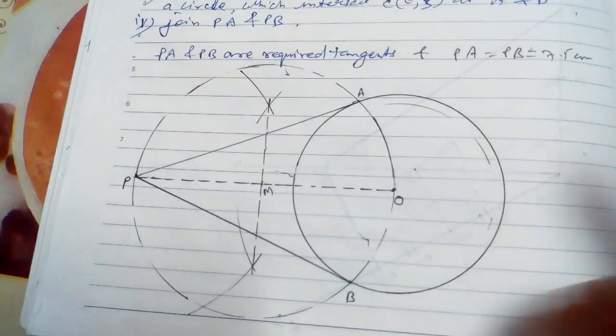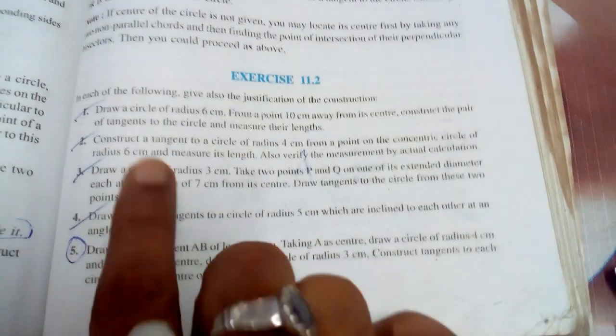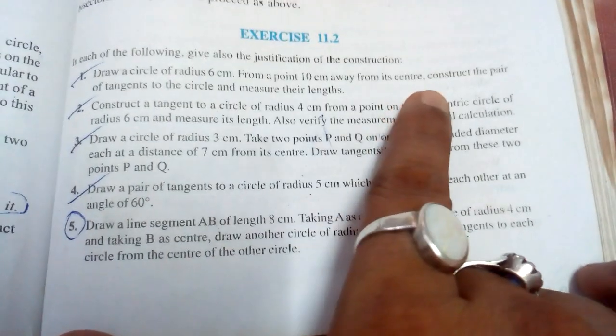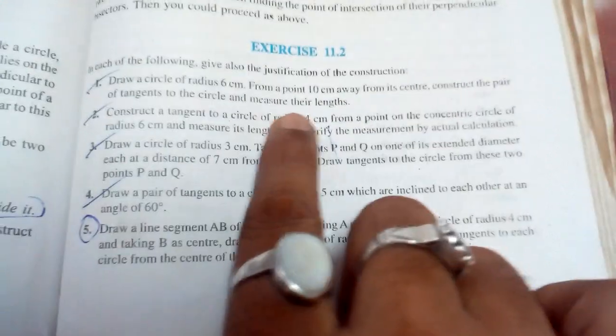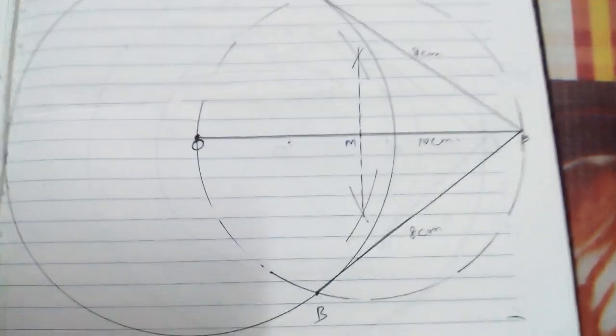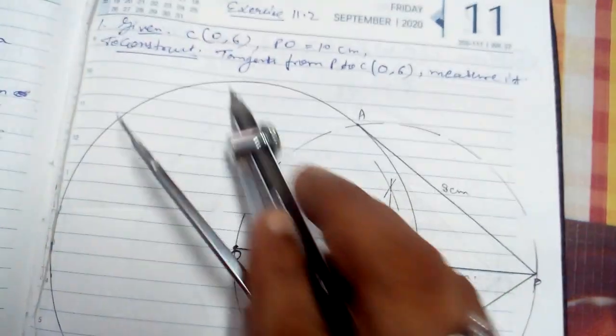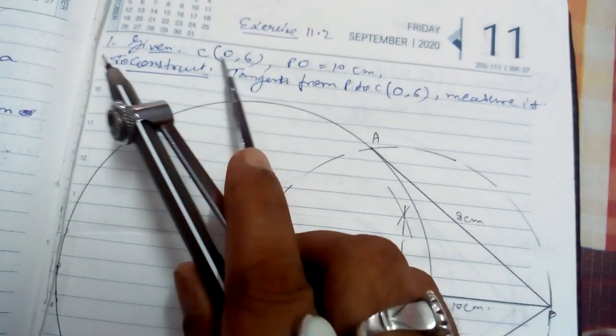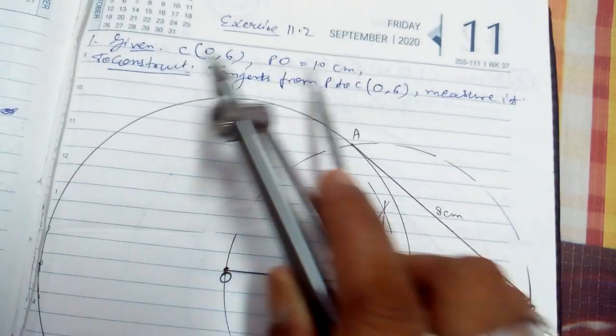Very simple construction. So exercise 11.2, question number 1 is given: draw a circle of 6 cm radius and take a point 10 cm away from it, construct a pair of tangents to the circle and measure their length. Very simple. First of all, we take the 6 cm radius given. C(O, 6) means circle of center O radius 6. PO is 10, it is given. Tangent from P to C(O, 6).